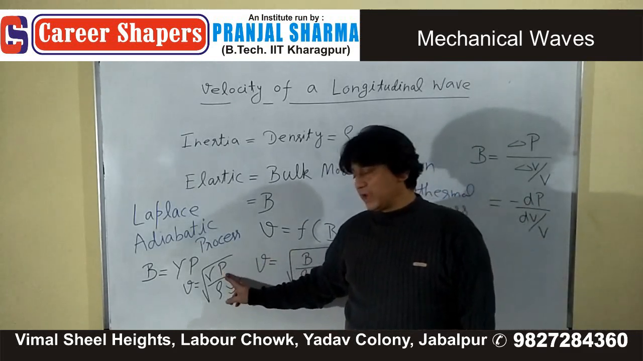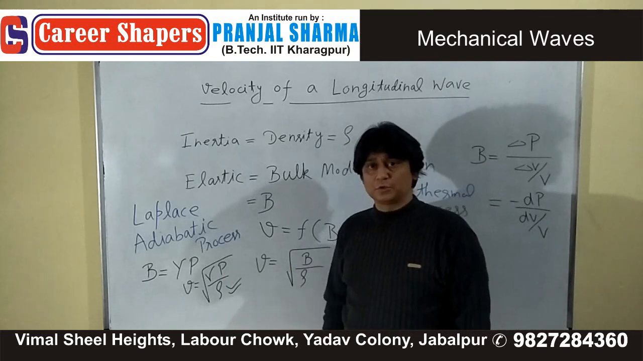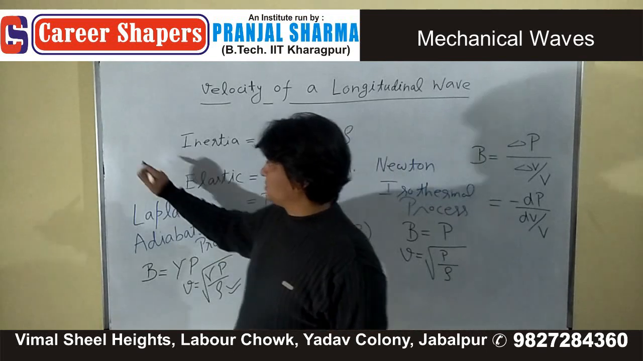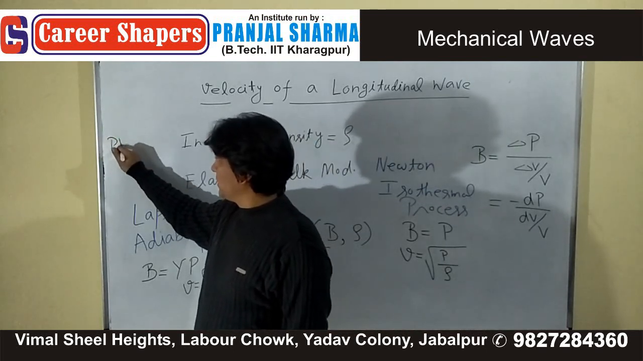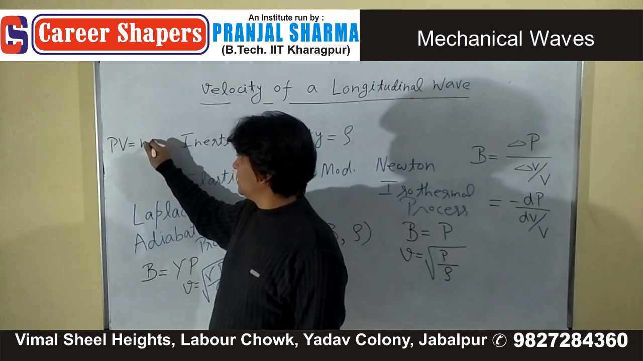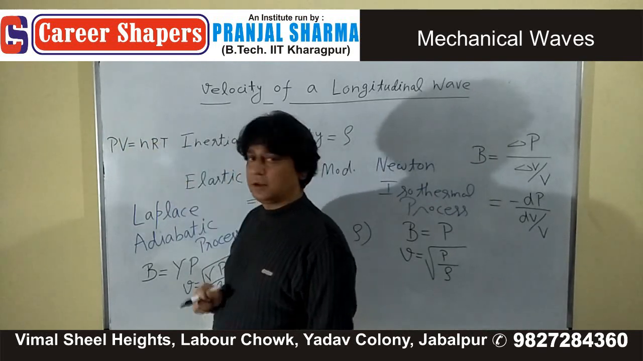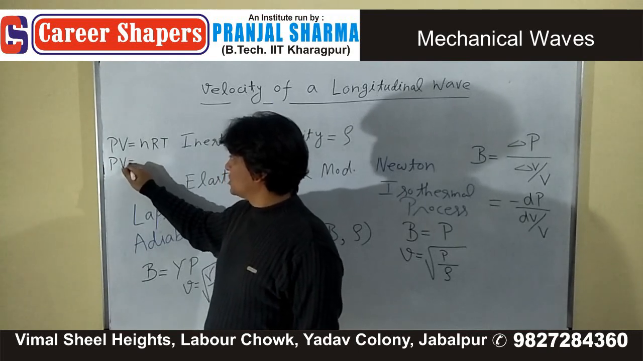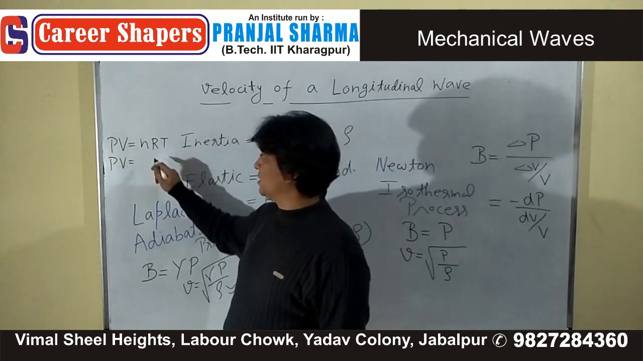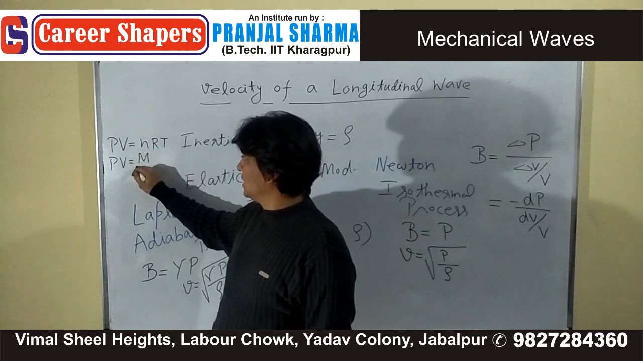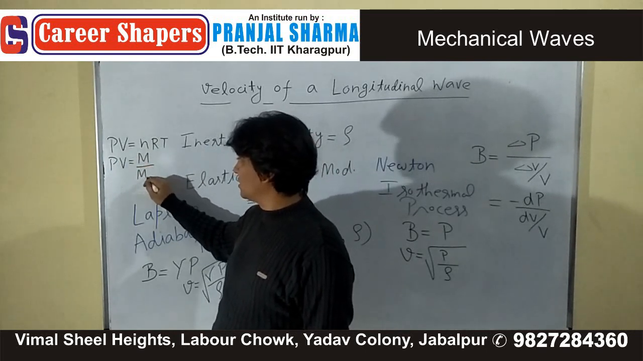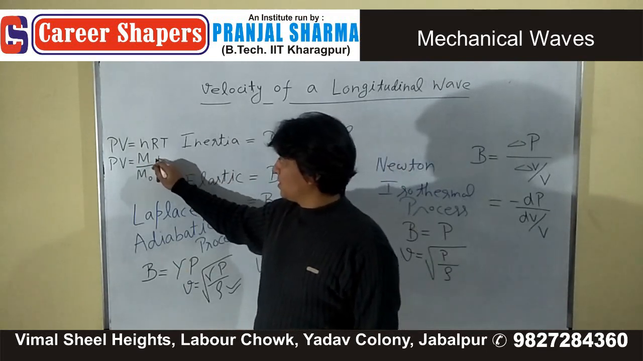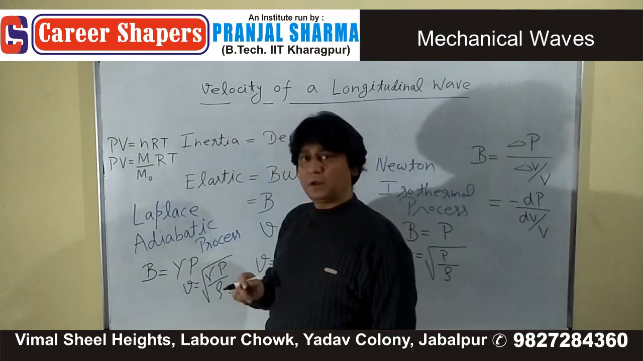we can write this whole thing in terms of temperature also. How will you write the whole thing in terms of temperature? What is P? PV is nRT. What is n? Number of moles. How do you define number of moles? Mass divided by molecular weight. So PV equals m divided by M naught, molecular weight, multiplied by R into T.